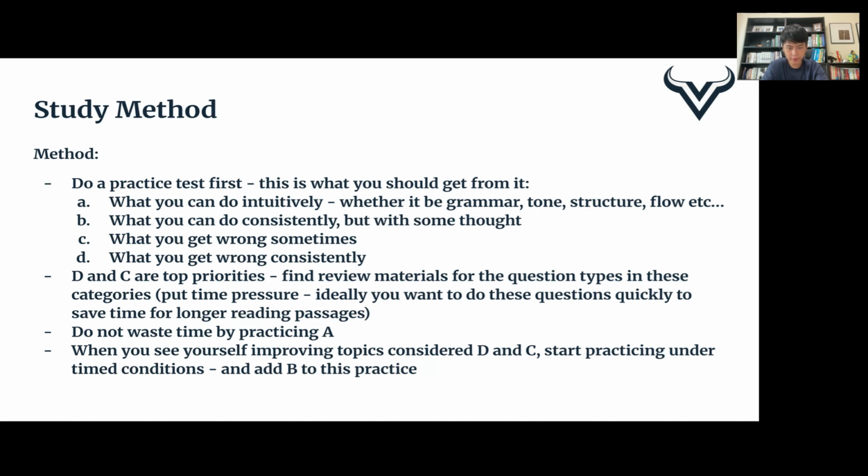And unlike for reading, when doing writing questions, I recommend that you put time pressure. Ideally, you want to do these questions quickly to save time for your longer reading passages. Don't waste time by practicing A because you know that well already. And when you see yourself improving topics considered D and C, start practicing under time conditions and add B to this practice as well. So practice everything a lot apart from A because that is what you already know very well.